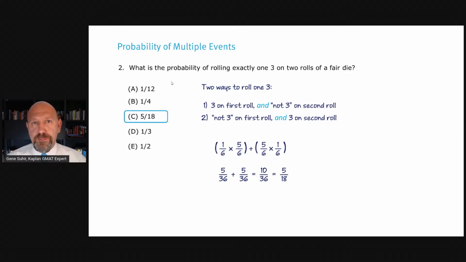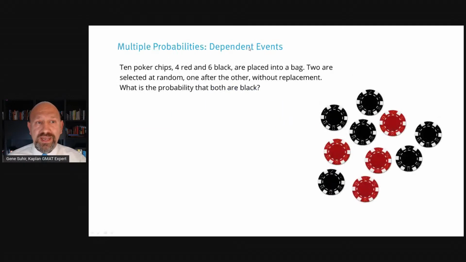But there's another decision that, as a savvy GMAT test taker, you're going to have to make. The other decision is, are we talking about dependent versus independent events? Independent probability is where what happens in one event has no impact on what's going to happen on the next. Like rolling one die has no impact on what's going to happen the second time. Same thing with coin flips. But then there are other occasions known as dependent probability, where what happens in one event is going to have an impact on the next. Imagine you have 10 poker chips. 4 of them are red, 6 of them are black, placed into a bag.